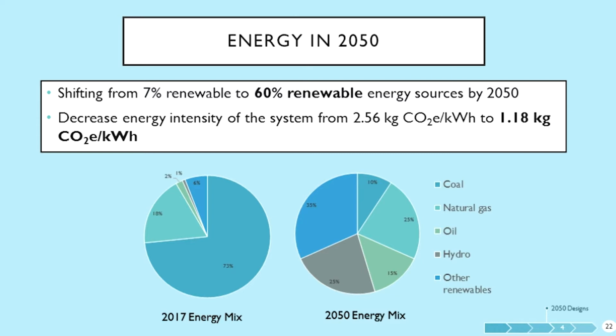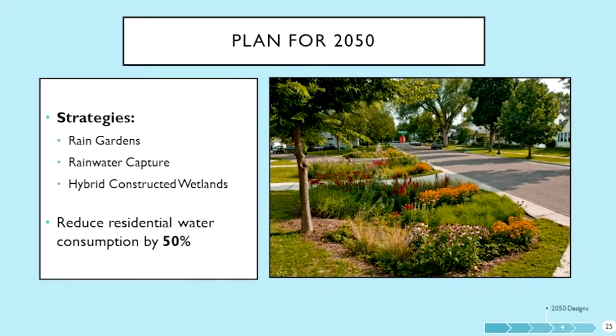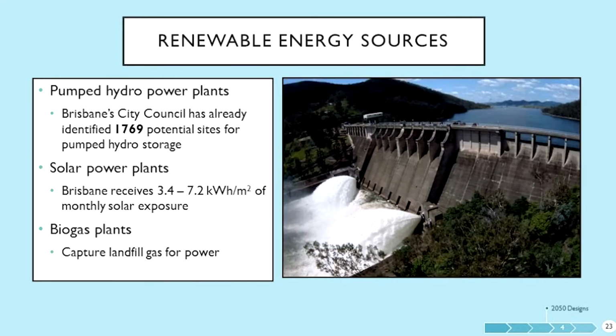As you can see in the pie chart on the left, that's for 2017, the majority of the energy sources from the city is from coal, and a lot of it is also from natural gas and oil. For 2050, we want to increase other renewables, which are solar, wind, biogas to 35%, and hydro to 25%, while decreasing coal. So again, as I mentioned earlier, there's a lot of potential for hydro in the city. The city council has already identified thousands of potential sites for hydro storage, which is like 100 times the amount that you need to be 100% renewable.